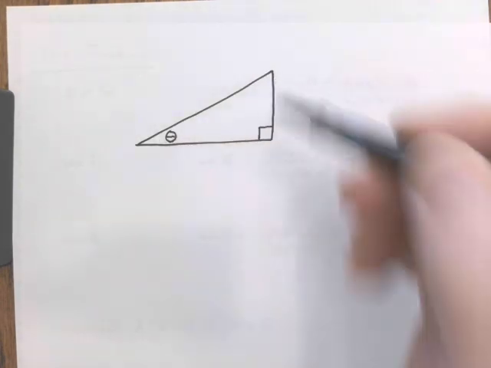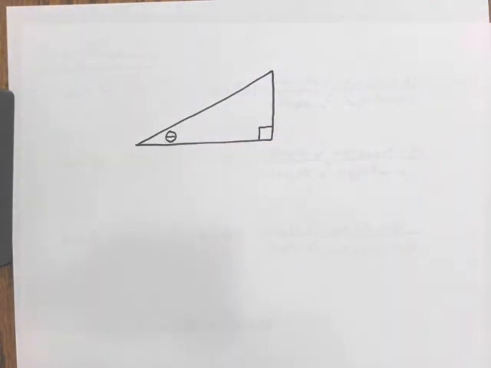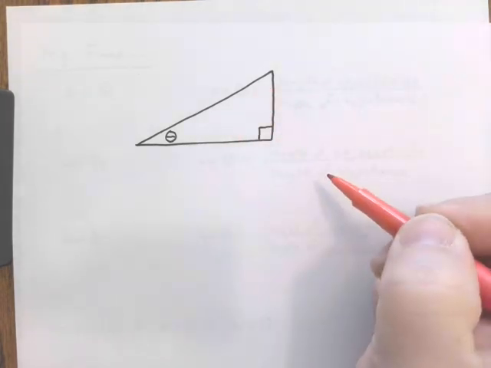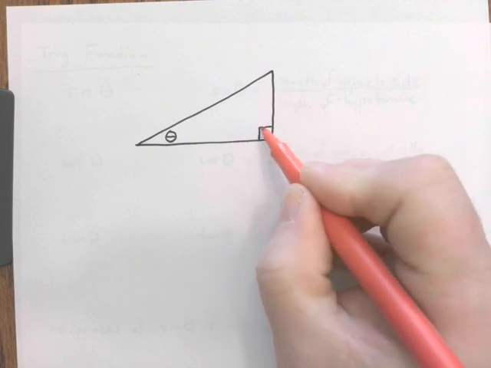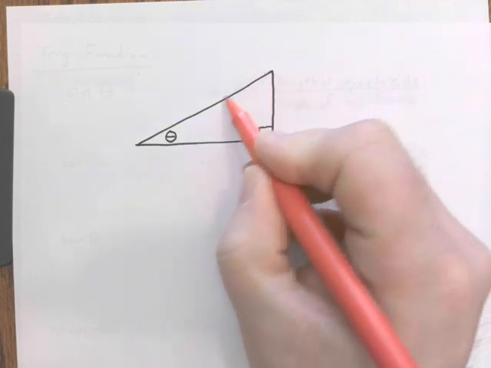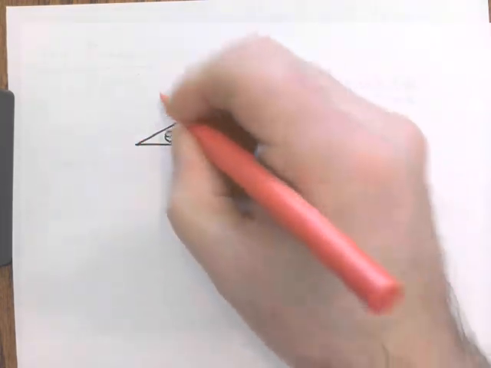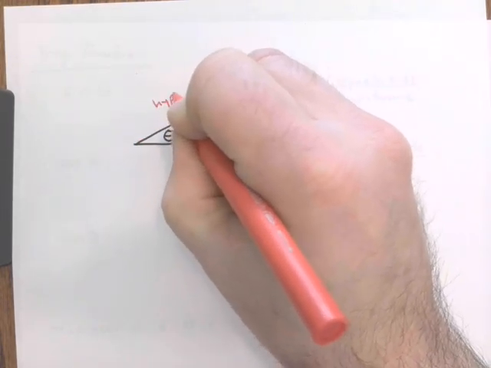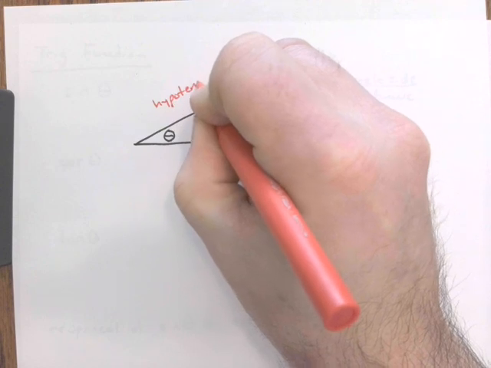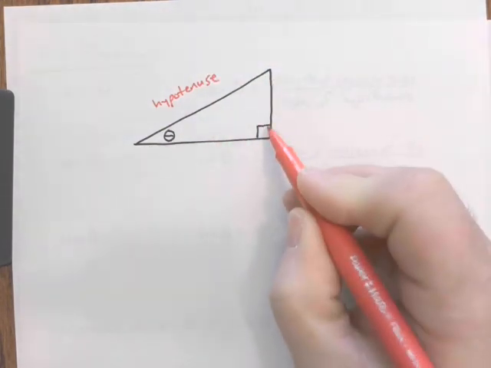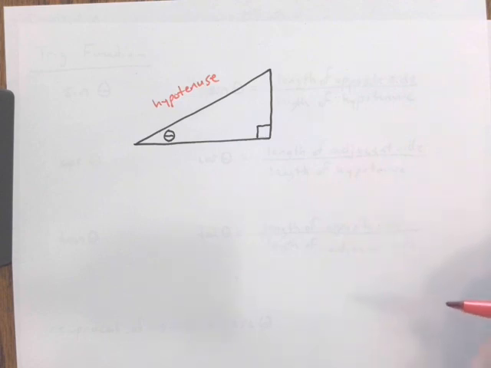And then from there, we need to talk about the lengths of some sides. So let me label some sides here. Here's our right triangle. In our right triangle, the side that does not touch the right angle, which ends up being the longest side, is the hypotenuse. And then these two sides that make up the right angle are called legs.